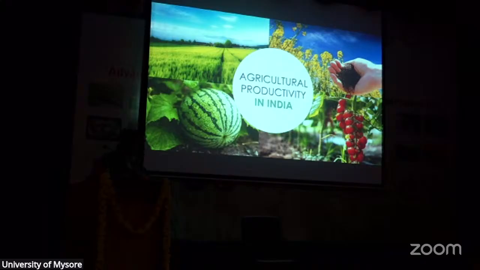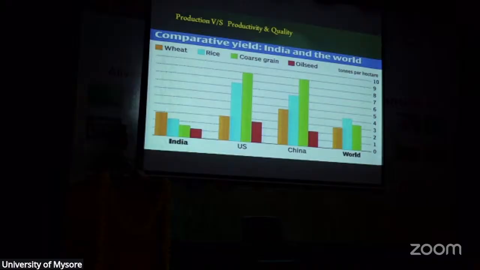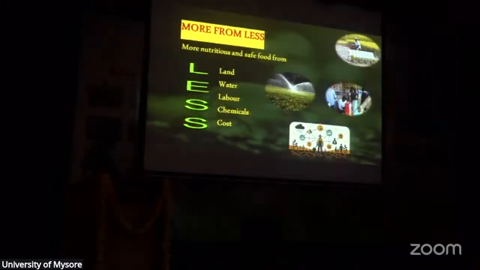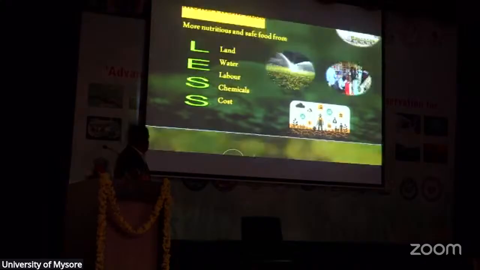Production-wise, we are very fine because we are number one in many crops and animal products, but productivity-wise, we are much below the world average, and we are nowhere near the US and China. Our population is increasing. We are already in the number one position. We continue to be in number one position, and we will shortly reach 1.5 billion population. The challenge in front of us is to produce more from less land, less water, less labor, less chemicals, and less cost.